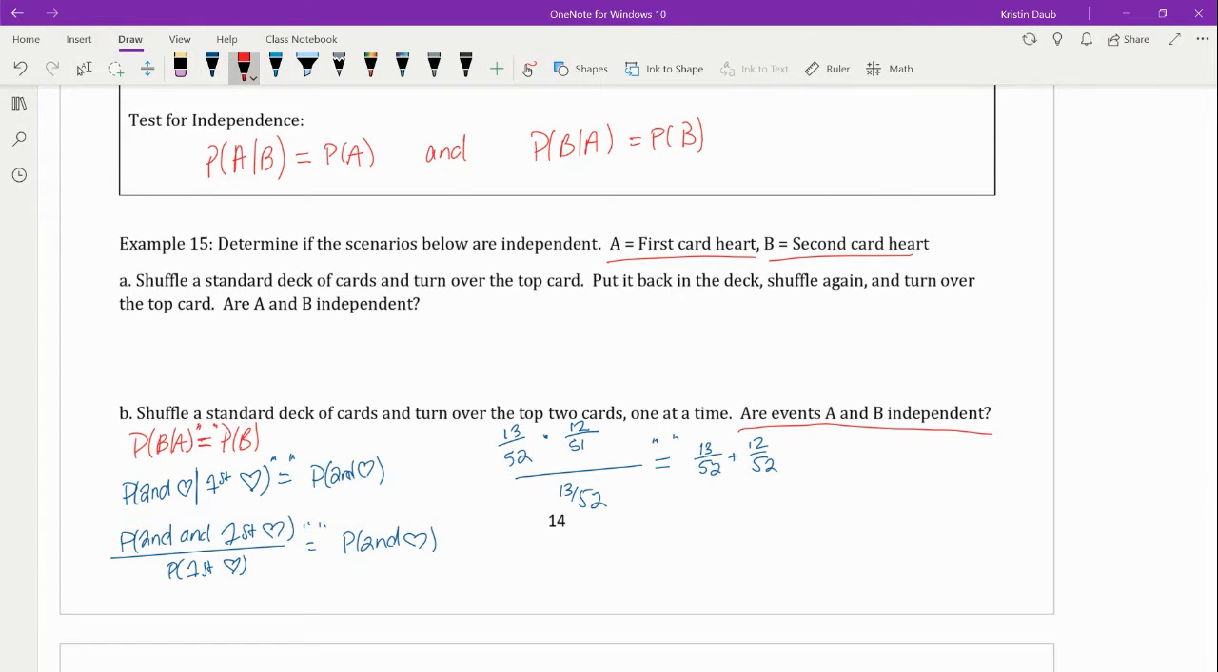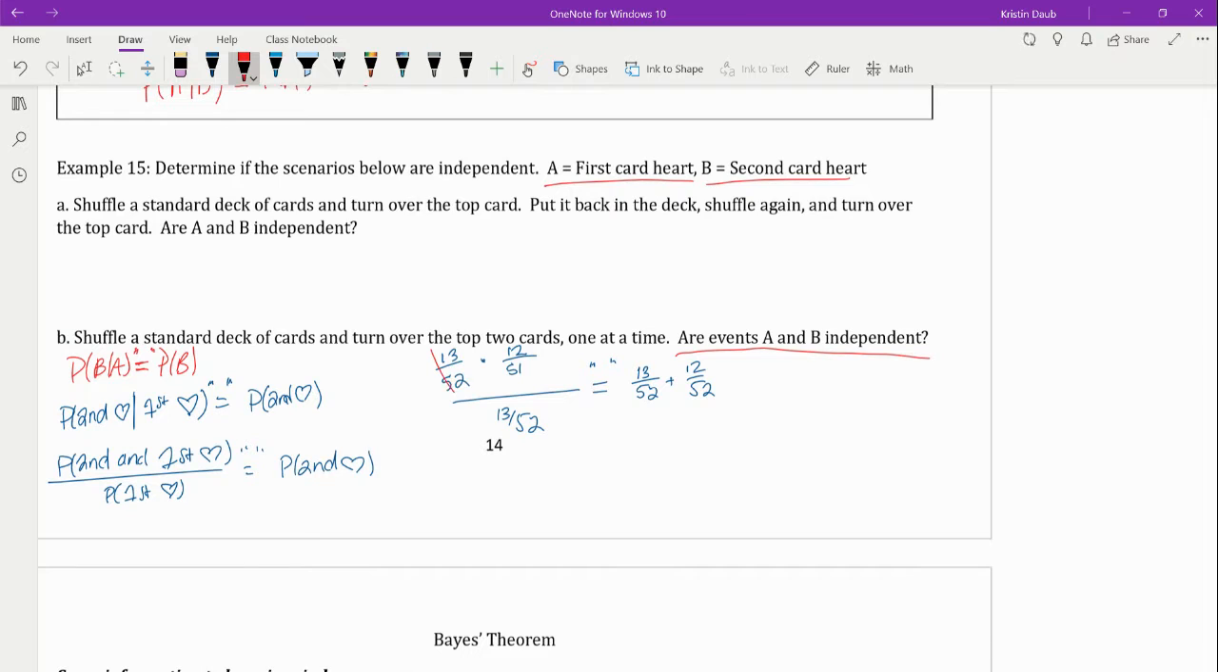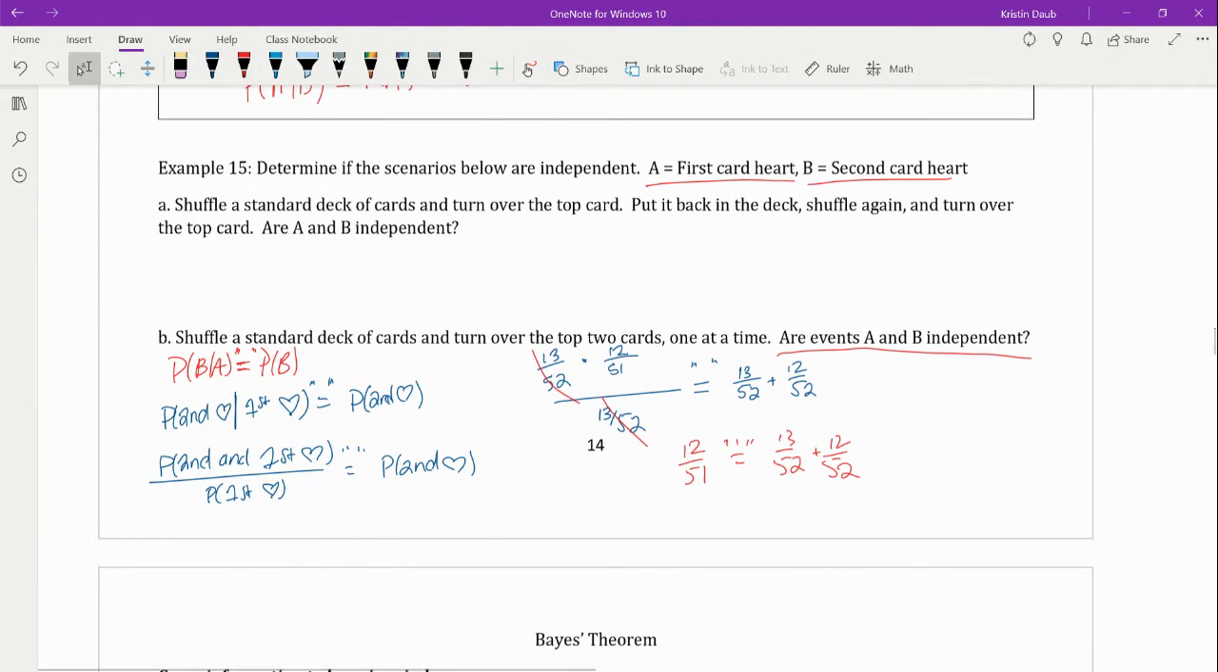Okay, so what I'm going to do is I'm multiplying here. I see the same fraction on the top and on the bottom. So here I have 12 out of 51 potentially equal to 13 out of 52 plus 12 out of 52. Are those going to be the same? They're not. Okay, so this is definitely not going to work out. We got something that didn't work out. I don't need to check the other side. A and B are not going to be independent. And I can say this for part B, not independent.